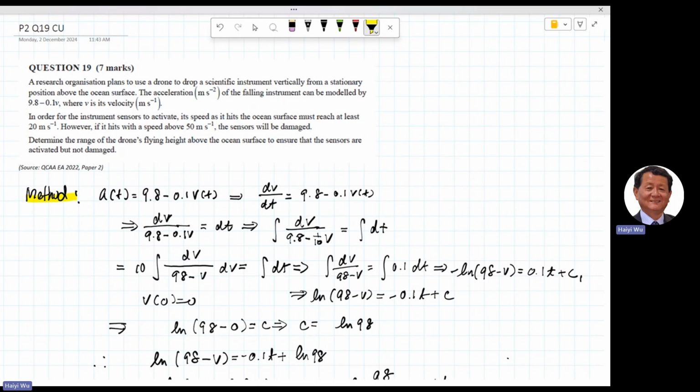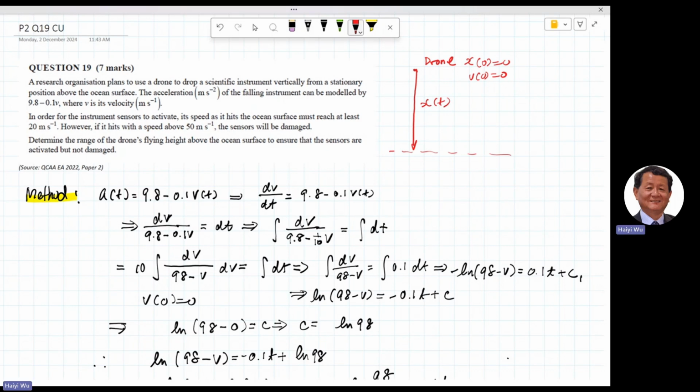The question is: a research organization plans to use a drone to drop a scientific instrument vertically. So that means we drop vertically from the drone here. We might call this vertical distance X. Initially it was stationary, so that means X0 is 0 and the velocity is also 0. Then it drops to the ocean. So this is the ocean.